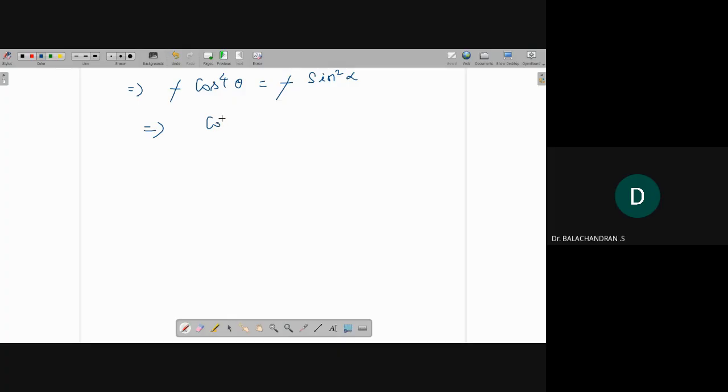cos square theta equal to plus or minus sin alpha.